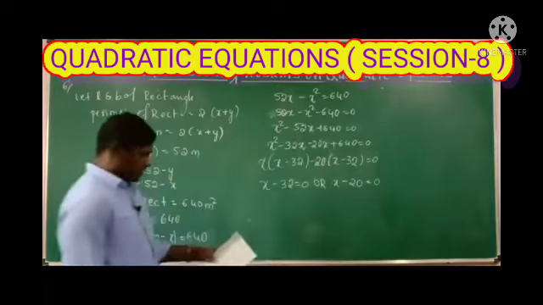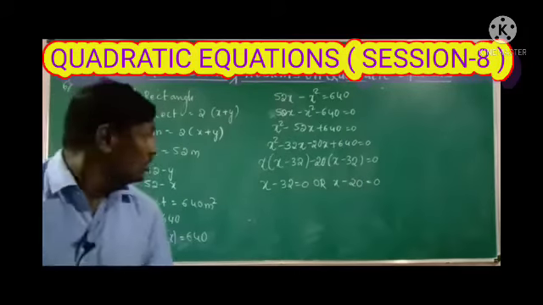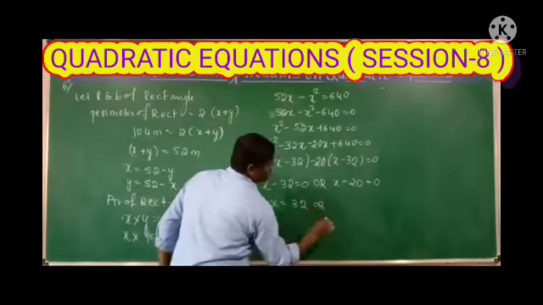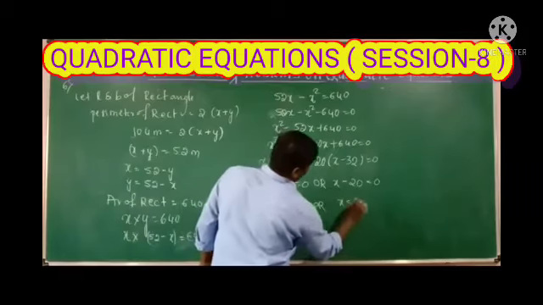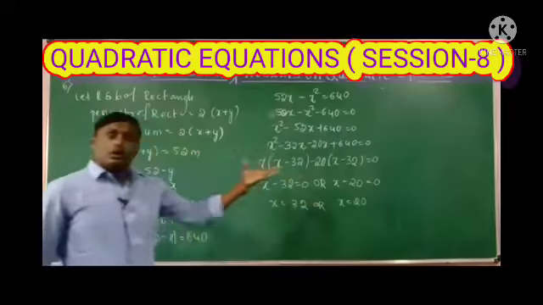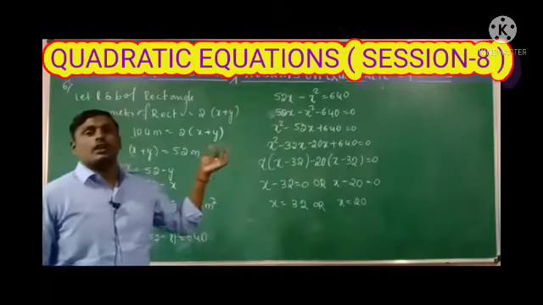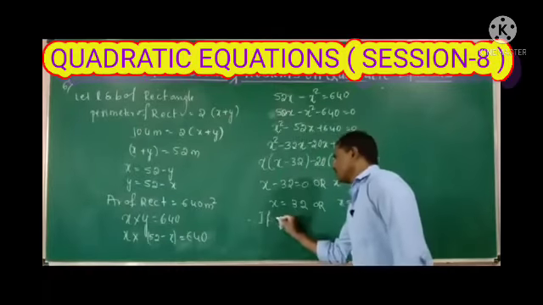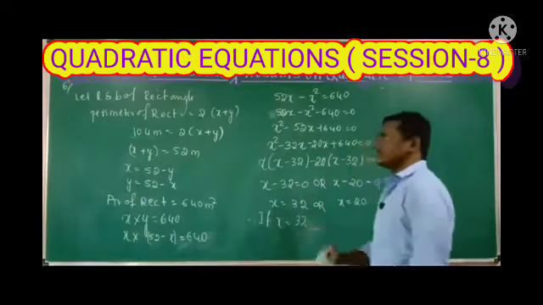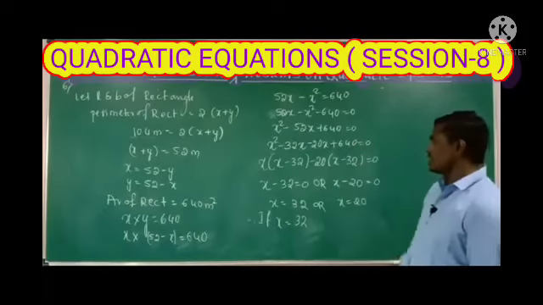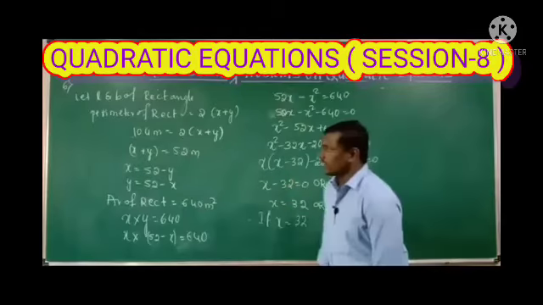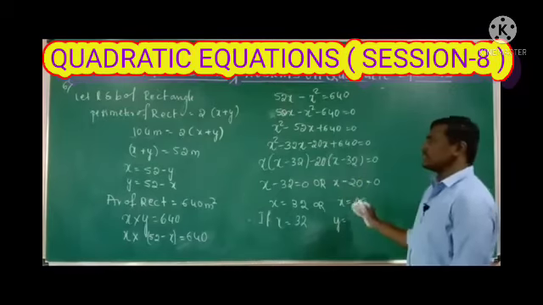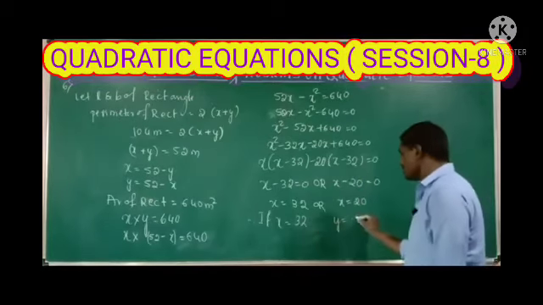Right? Here x minus 32 is equal to 0 or x minus 20 is equal to 0. If x minus 32 is equal to 0, then x is equal to 32, or if x minus 20 is equal to 0, then x is equal to 20. We have two roots of the quadratic equation and both roots are positive. So if x is equal to 32, what about the other side? If x is equal to 32, then y is equal to 52 minus x, which is 52 minus 32, that is 20.